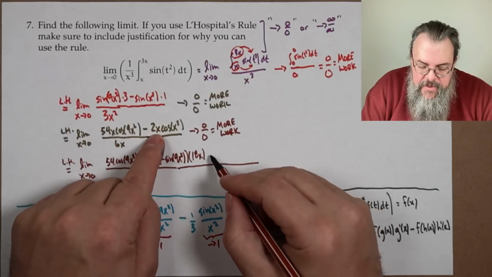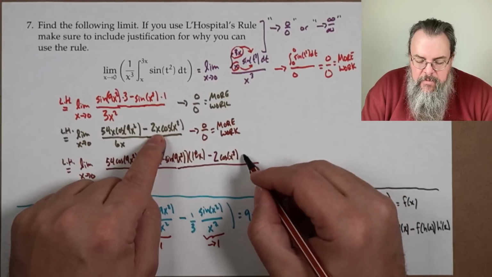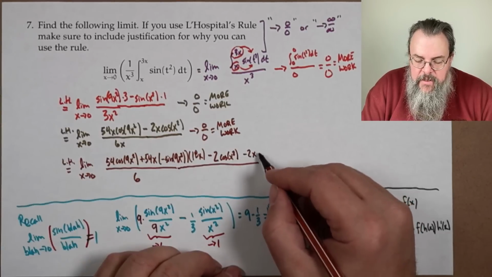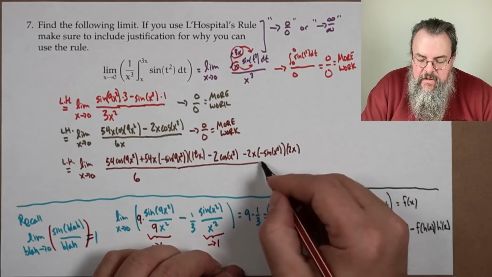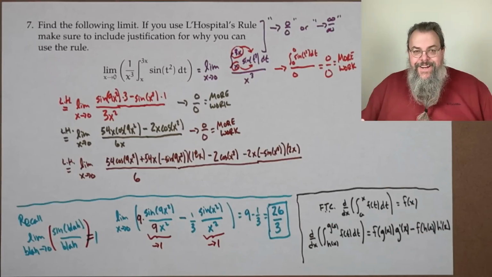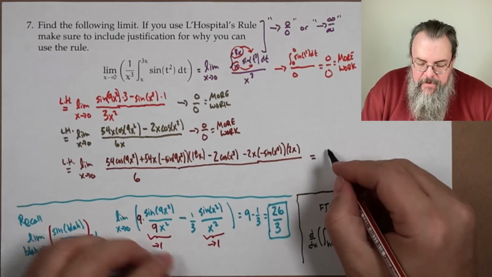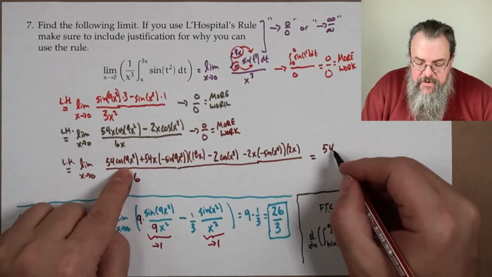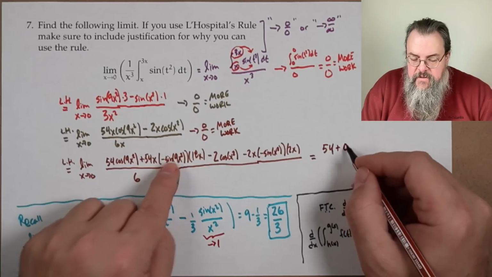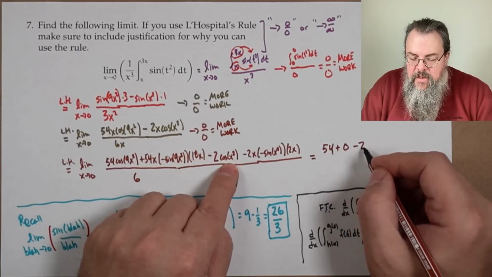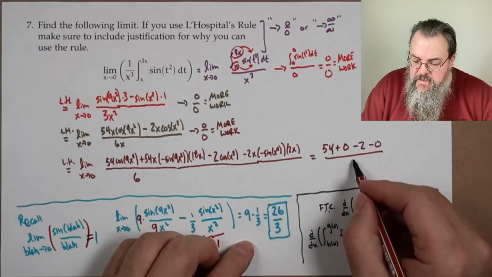Minus the derivative of the first, well, that would be 2 cosine x squared, and then minus 2x times the derivative of cosine x squared, which is minus sine of x squared times 2x. All right, now plug in 0. We get 54 cosine of 0, plus 0, right, because of that 0, minus 2, because cosine of 0 is 1. And then here, minus 0, all over 6.